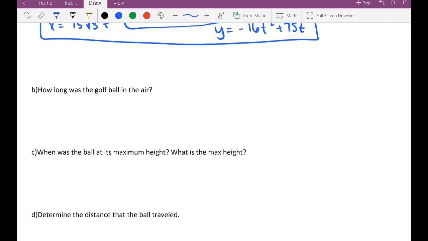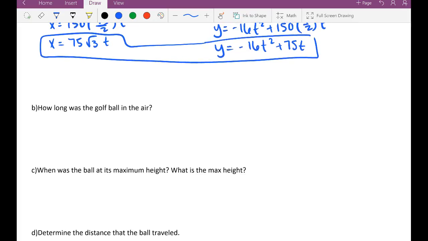How long was the golf ball in the air for? How long means time. Okay, in the air means the height of that. So I'm going to take y and set it equal to 0. So y is going to tell me how high it is, but I'm really looking for the time. Okay, so I'm going to take y and set it equal to 0.